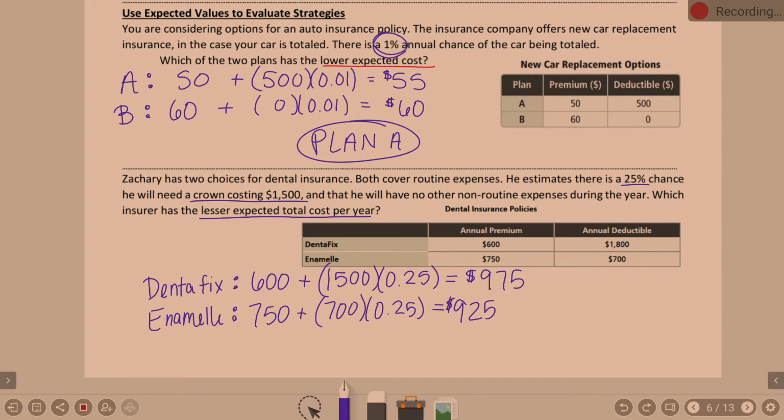So, if this is truly how it works, where's his better deal? Enamel? Okay, they have the lesser expected cost there. So that's a situation where actually the little bit higher premium with that lower deductible is actually the better deal.